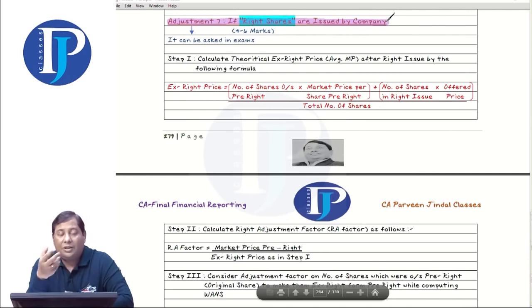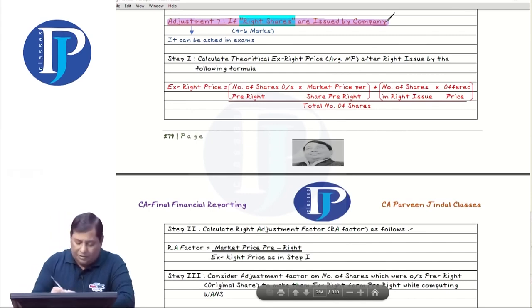Sixth was share split, and 7th was right shares. If a company has issued right shares, then I told you 4 steps. The first thing, find the ex-right theoretical price. How is this price calculated? We had a simple formula. Take the number of shares before the right and the market price which was before the right.